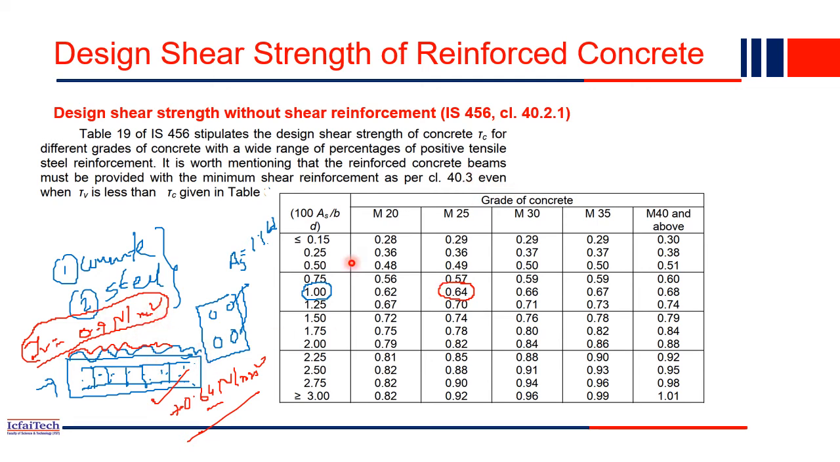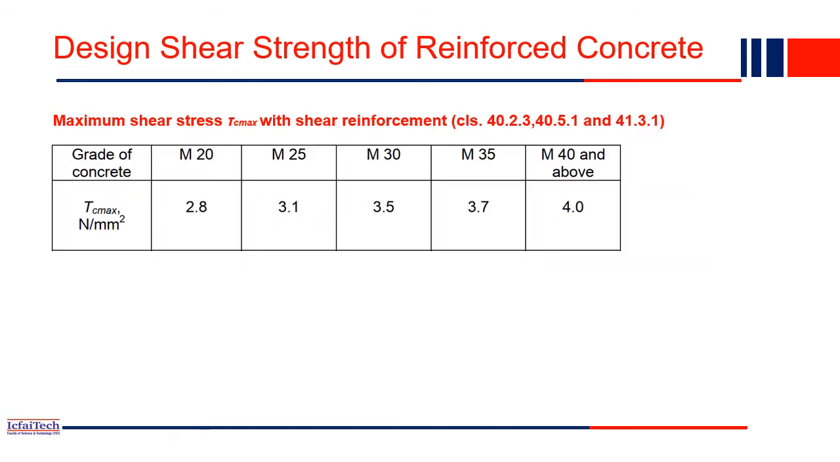So the beam by default, the concrete as well as the steel bar, will take some amount of stress. Okay, that value you will get from this table, table number 19 of IS 456. If you open it, you will get this table, and from there we get the value, and for the remaining part we have to provide the stirrups. So that's the first step, that is the design shear strength without the shear reinforcement, you will get here.